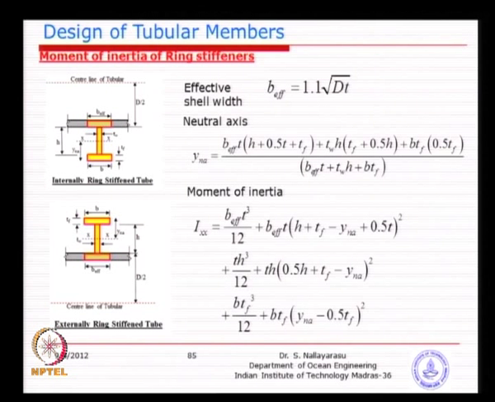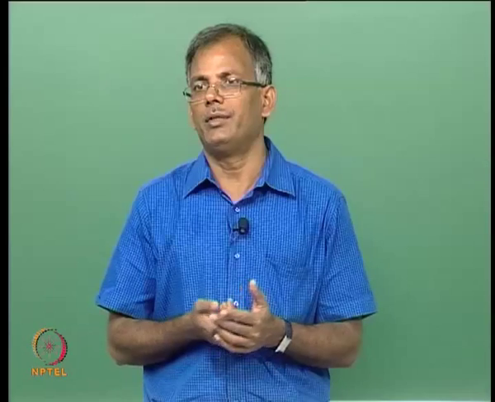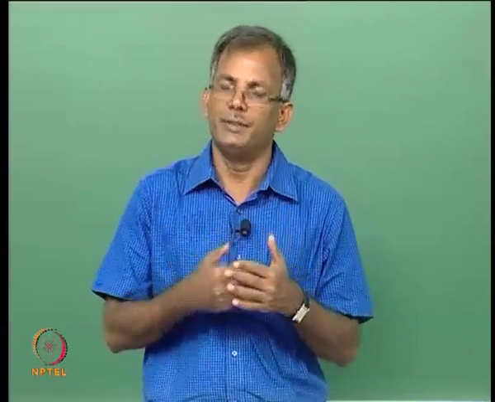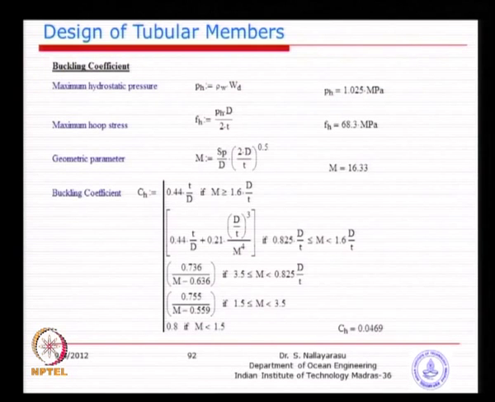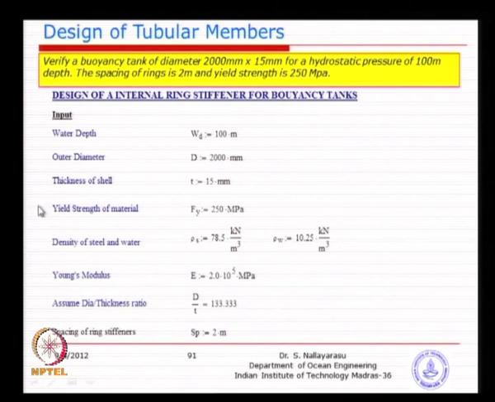The outstand, how much we can go, if it is too big also no use. So, we need to look at the slenderness of that, basically that will be the guidance we need to look at. So, if you look at the d by t ratio of the pipe, it is 133, it is quite large.